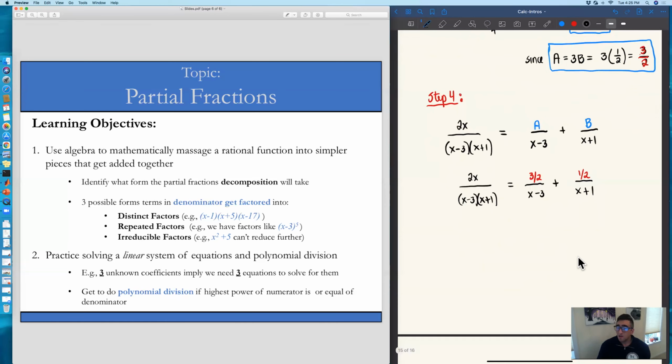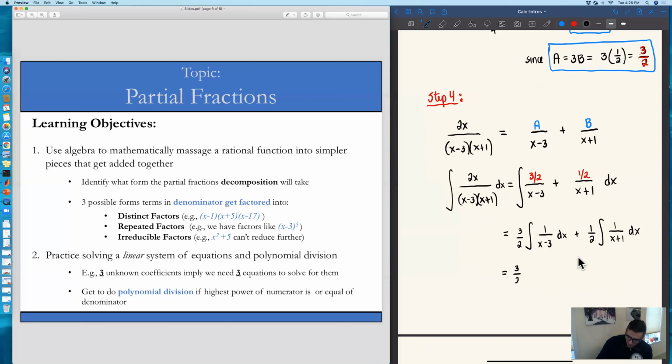Now, the original problem called for us to do an integral. So if we're thinking about that integral, adding those integral signs to both sides and integrating with respect to dx, I don't know about you, but I would much rather integrate what's on the right-hand side of that equation. Because I can break these up into individual integrals, and what this turns into is 3/2 times the integral of 1 over x minus 3 dx, plus 1/2 times the integral of 1 over x plus 1 dx. And hopefully we're starting to see that these are integrals whose antiderivatives look like natural logarithms.